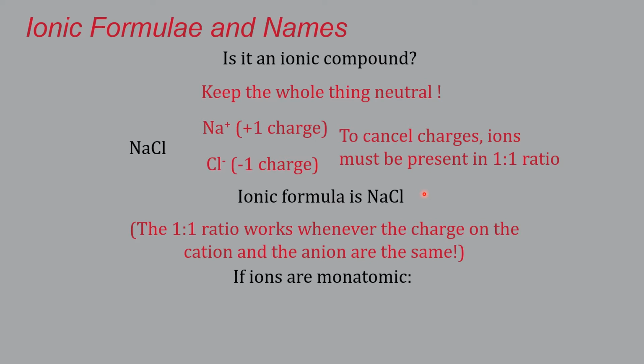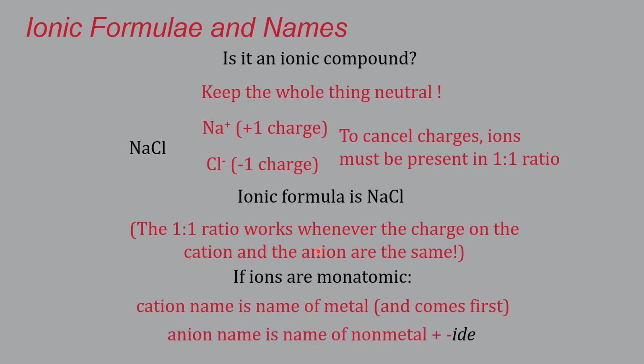The way you do that, if you've got monoatomic ions, so sodium ion, 1 atom, chlorine ion, 1 atom, that's monoatomic, it's a pretty simple system. The cation, the positive ion, retains the name of the metal, and comes first. The anion, the negative ion, adopts the name of the nonmetal, except now it has an -ide suffix. So this is how the element chlorine becomes the ion chloride, and this is how this gets the name sodium chloride.